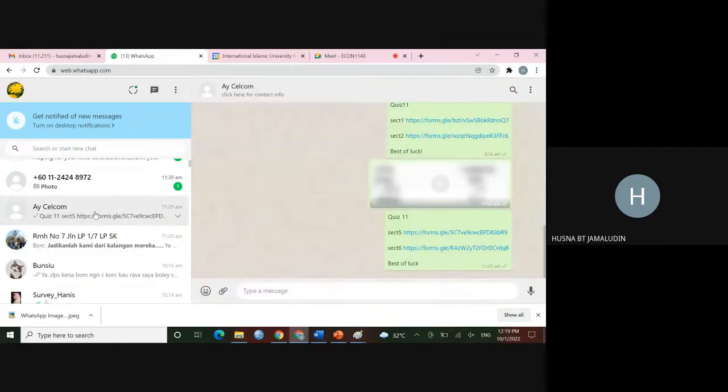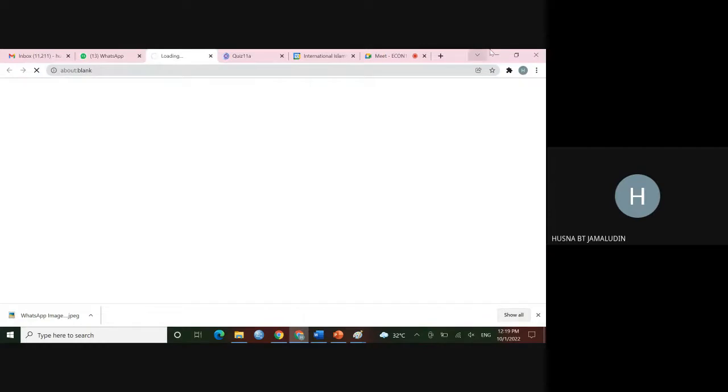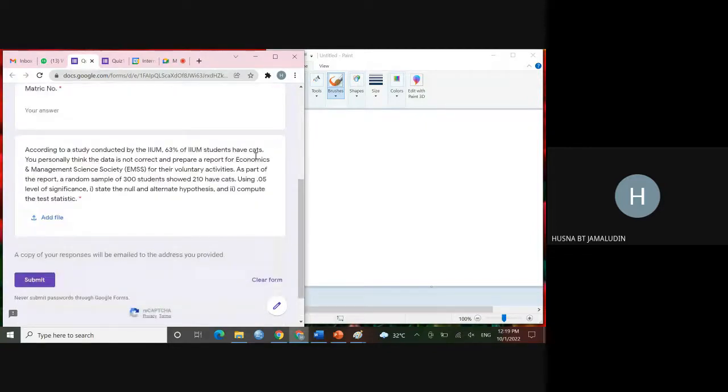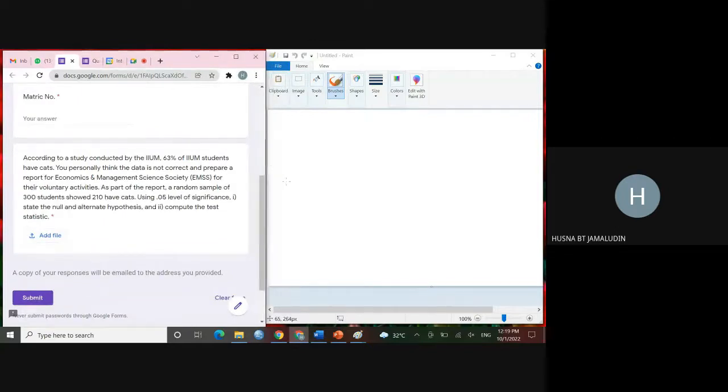Okay, so section 1 and then section 2. Let's see the question for section 1 first. So let's do this together. According to a study conducted by the IIUM, 63% of IIUM students have cats. Is it true?